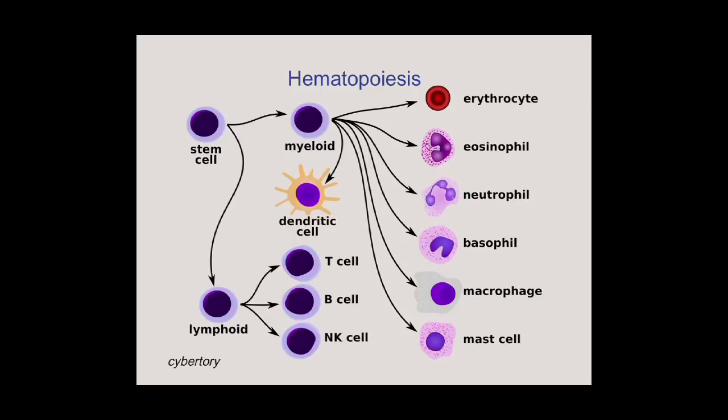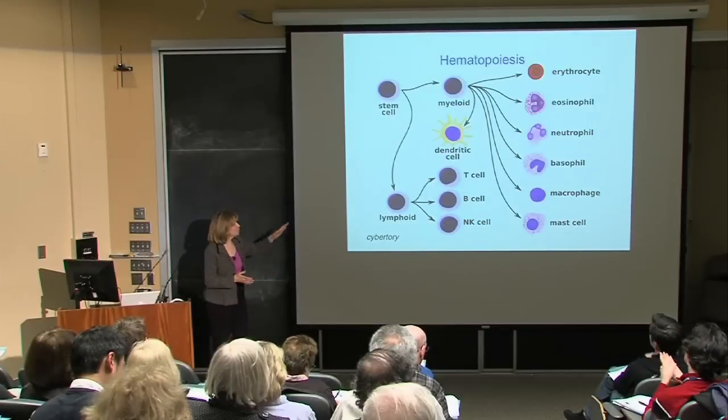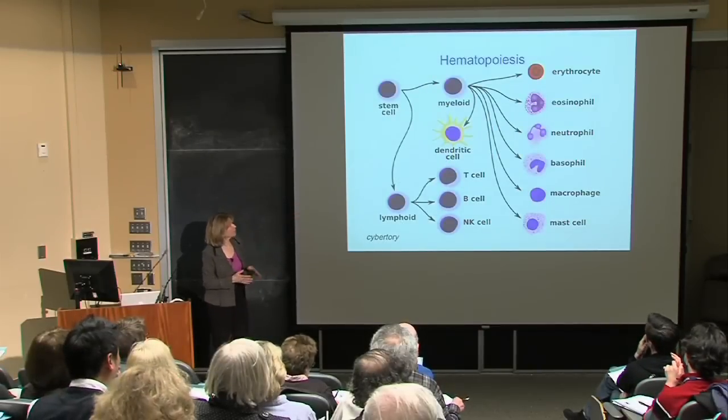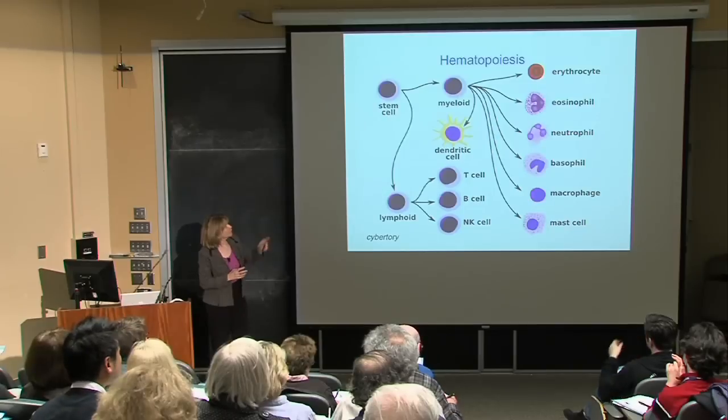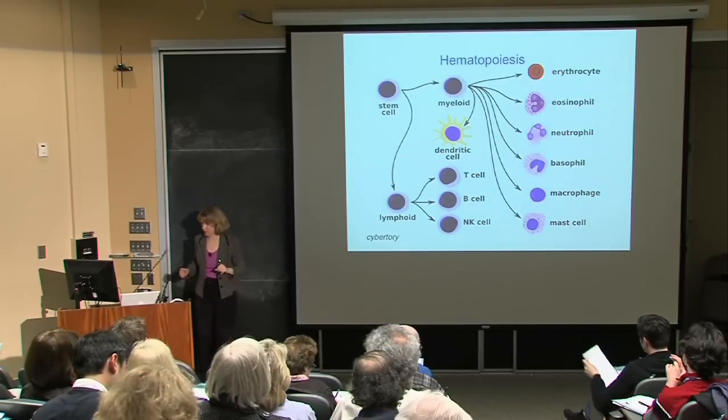It can become a lymphocyte, which are the cells down here, or it can become a myeloid cell, which then can become any one of these other cells. With the exception of the red blood cell, the erythrocyte at the top, all of these are called white blood cells, and the white blood cells are the cells of immunity. Okay? So we'll be talking about some of these cells over the next few minutes, and first we'll be talking about some of the cells up above.